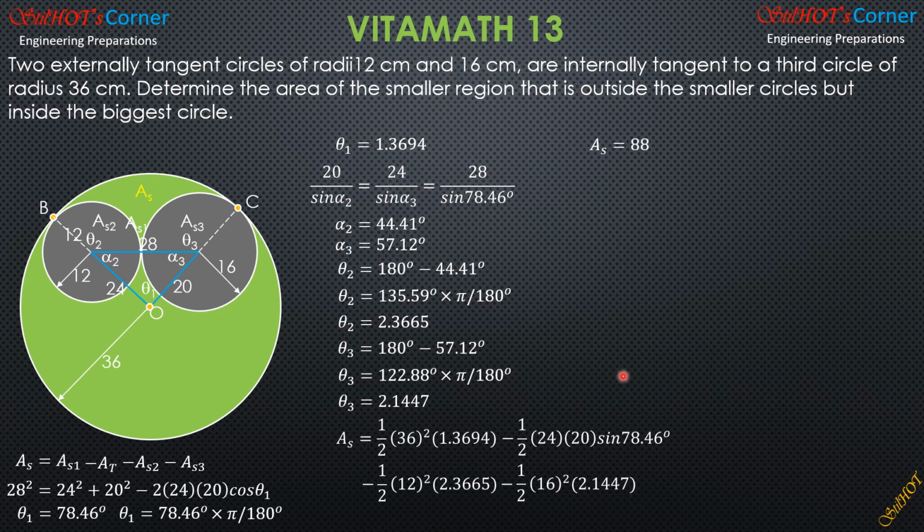So area S is equal to, the first term is 887.37, second negative 235.15, third negative 170.39, and this is negative 274.52. So area S can now be calculated. It is equal to 207.3 square centimeters.